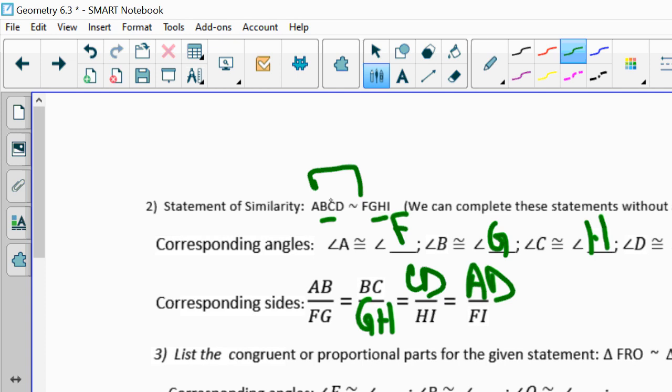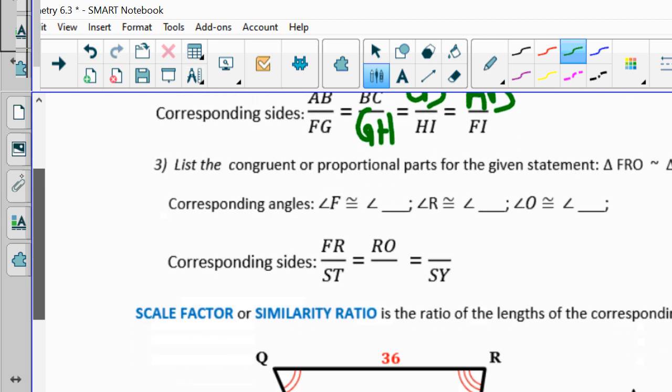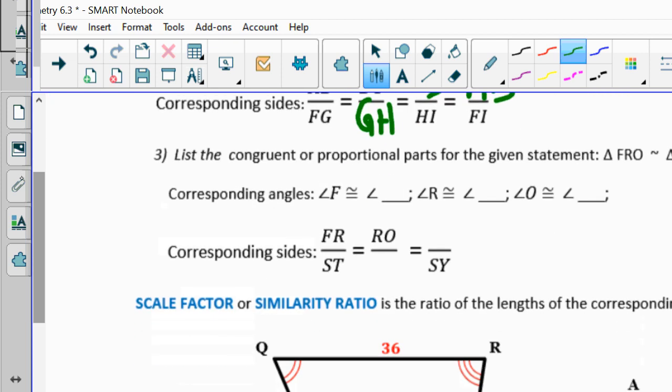Number 3, list the congruent or proportional parts for the given statement. Triangle FRO is similar to triangle STY. Corresponding angles: angle F congruent to angle S, angle R congruent to angle T, angle O congruent to angle Y. Segment RO is proportional to segment TY.